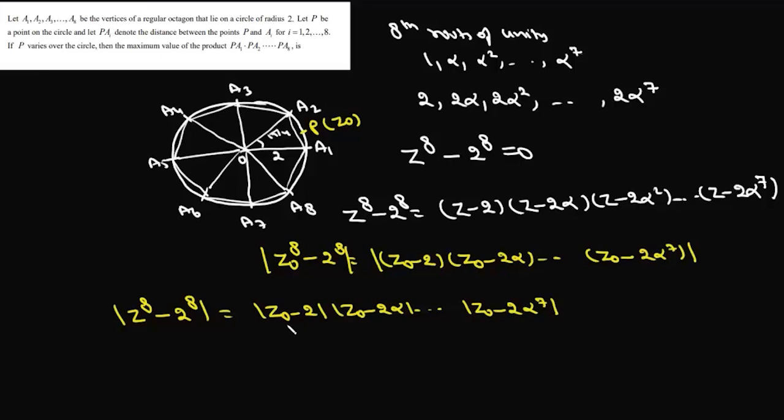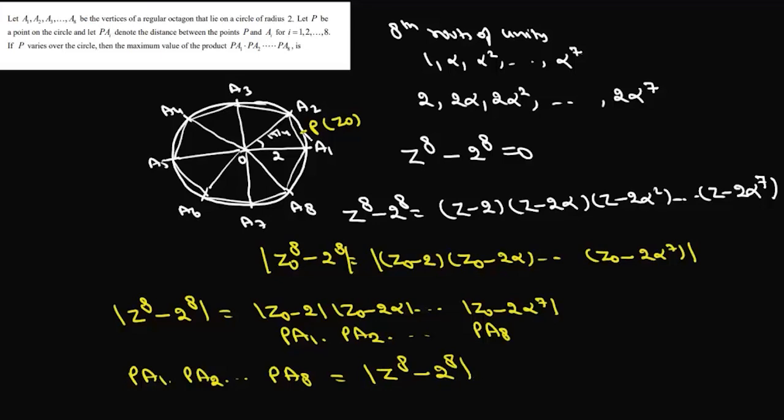Now this is the distance between two complex numbers. So this is basically PA1, this is PA2, and this is PA8. So we can write PA1 into PA2 up to PA8, and that will be equal to mod of z to the power 8 minus 2 to the power 8. Now since this P lies on this circle, we can write this z0 as 2 e to the power iota theta. So it will be 2 to the power 8 e to the power iota 8 theta minus 2 to the power 8.